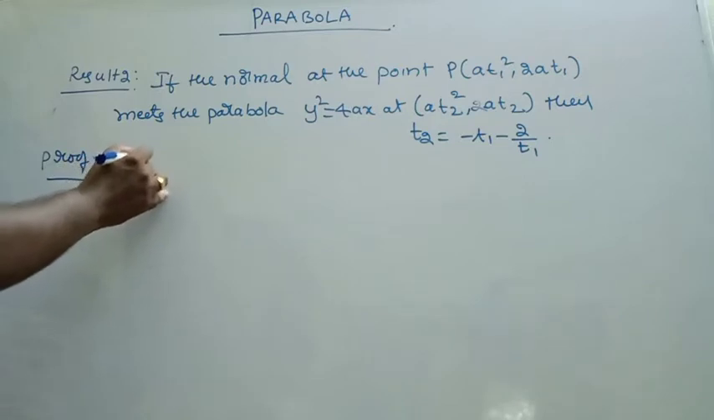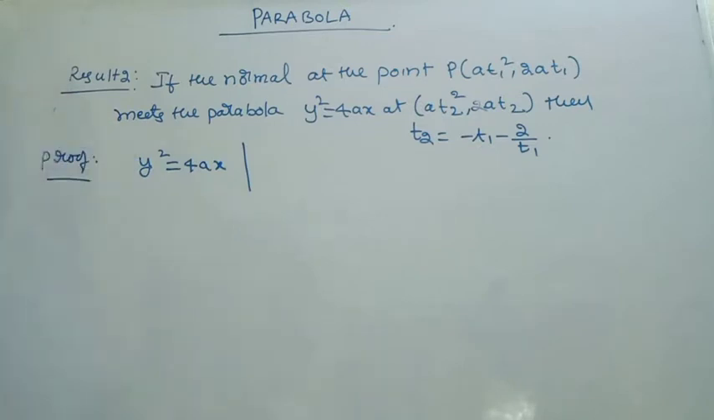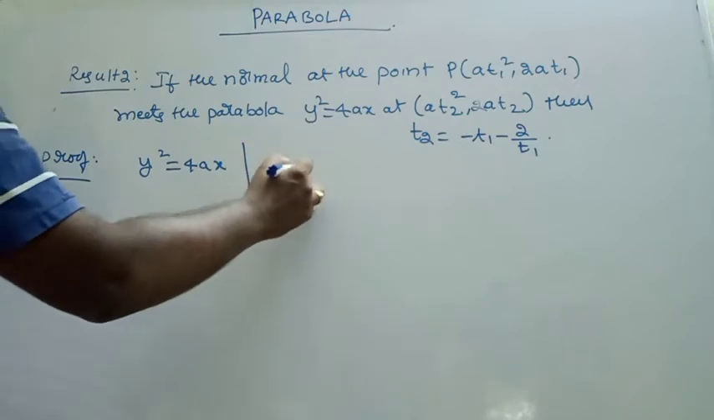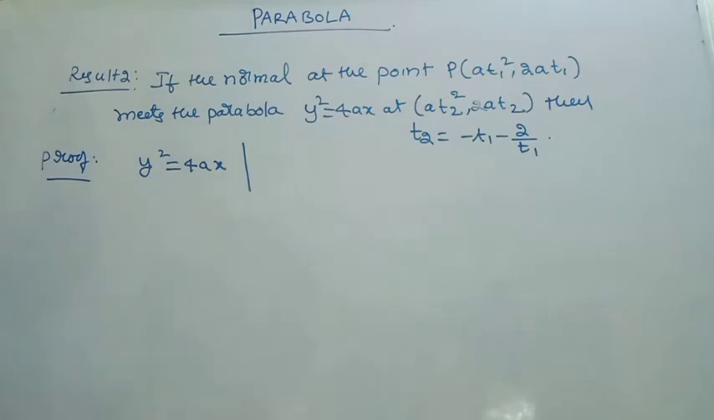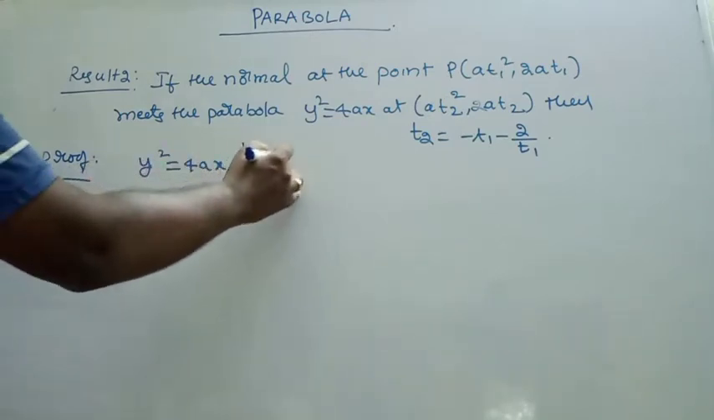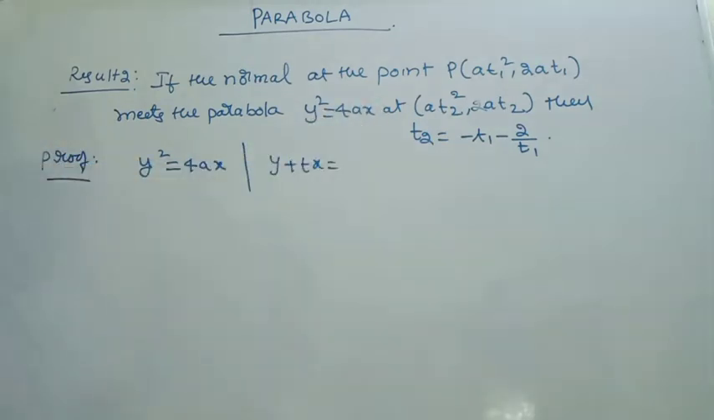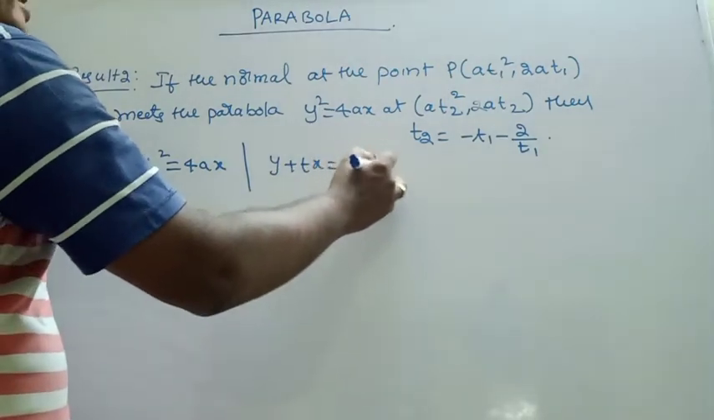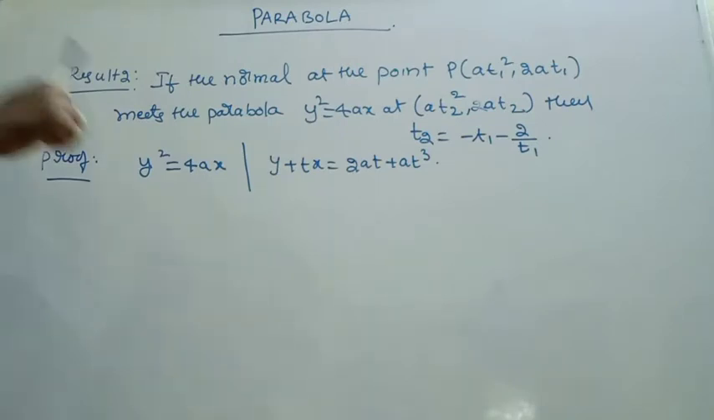You see, we have the parabola y² = 4ax, and the equation of the normal in parametric form is y + tx = 2at + at³. This is the equation of the normal in parametric form that we already proved. Just refer to your notes, my dear students.